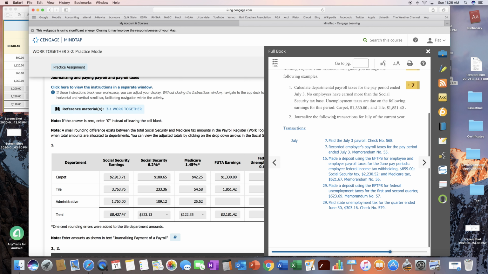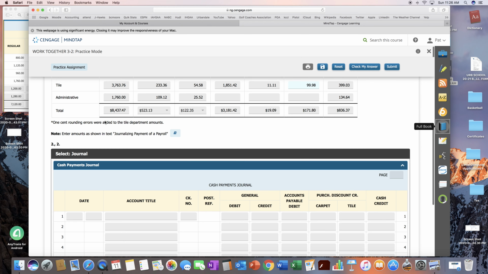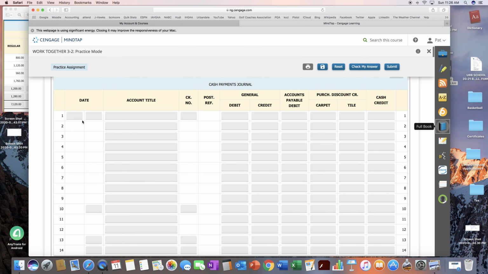Journalize the following transactions for July. Okay. Paid the July payroll. So that's what we're doing next. All right. We're going to pay July payroll. So we scroll down. We go to the cash payments. And where are we getting these things? It's July 3rd payroll is what they're telling us we're paying.